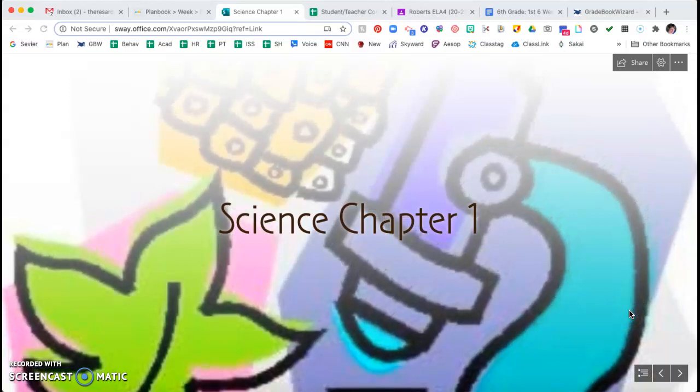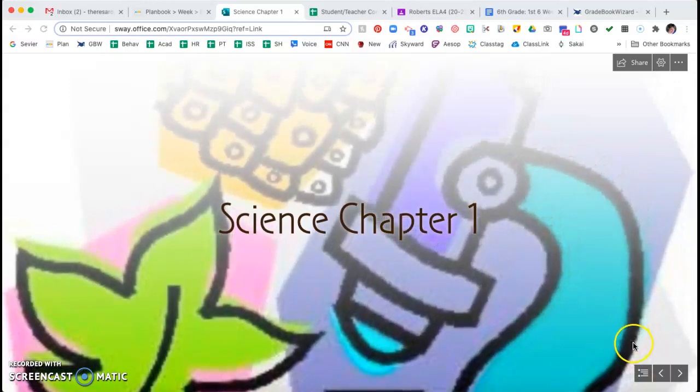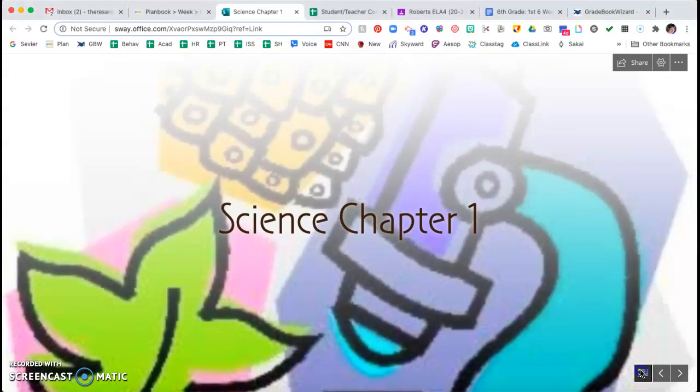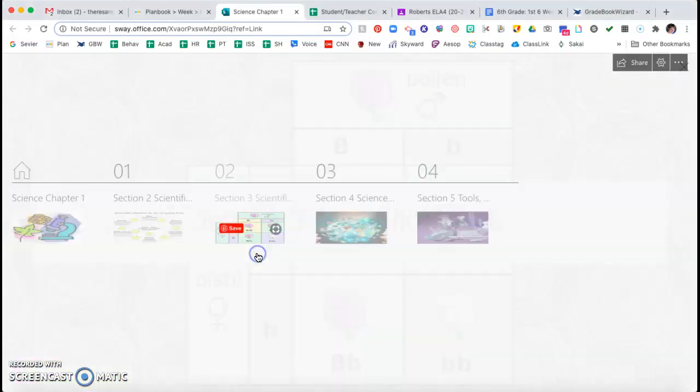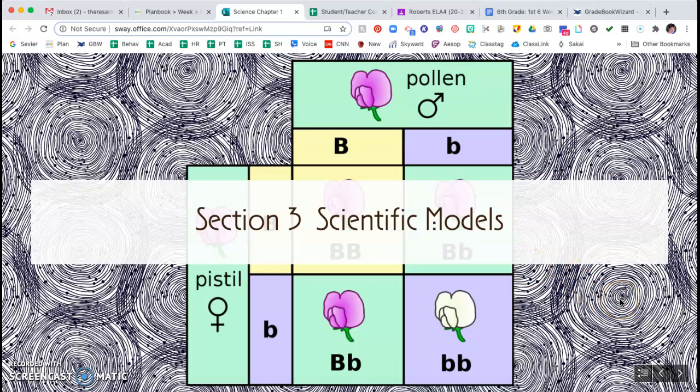Today we're going to continue our study of Chapter 1 with Lesson 3. So Lesson 3 is Scientific Models. You will need your directed reading 1.3, which is in your EN.